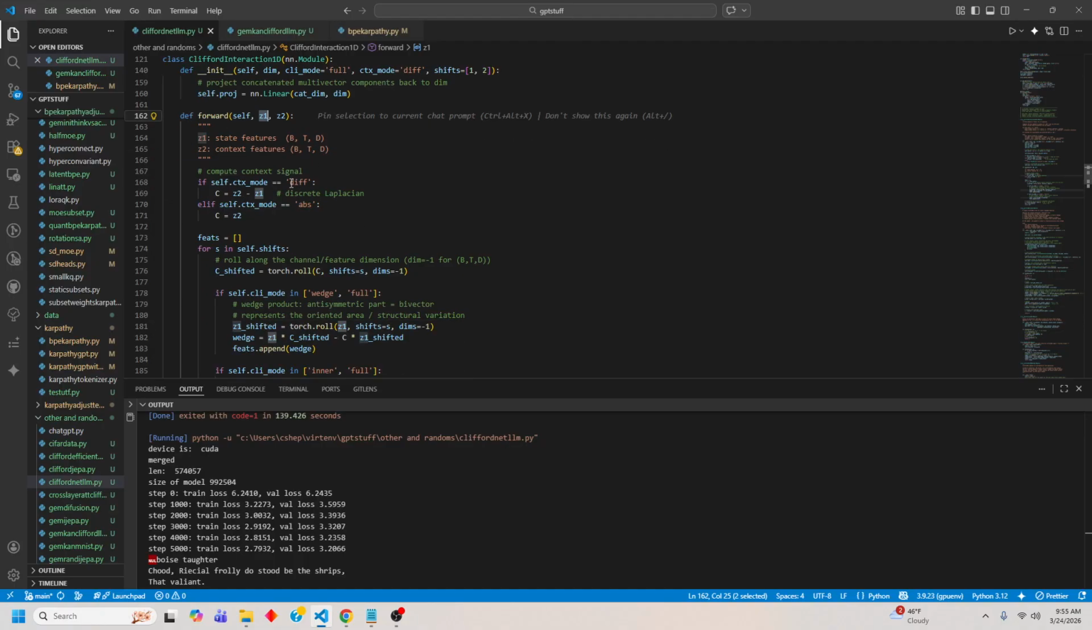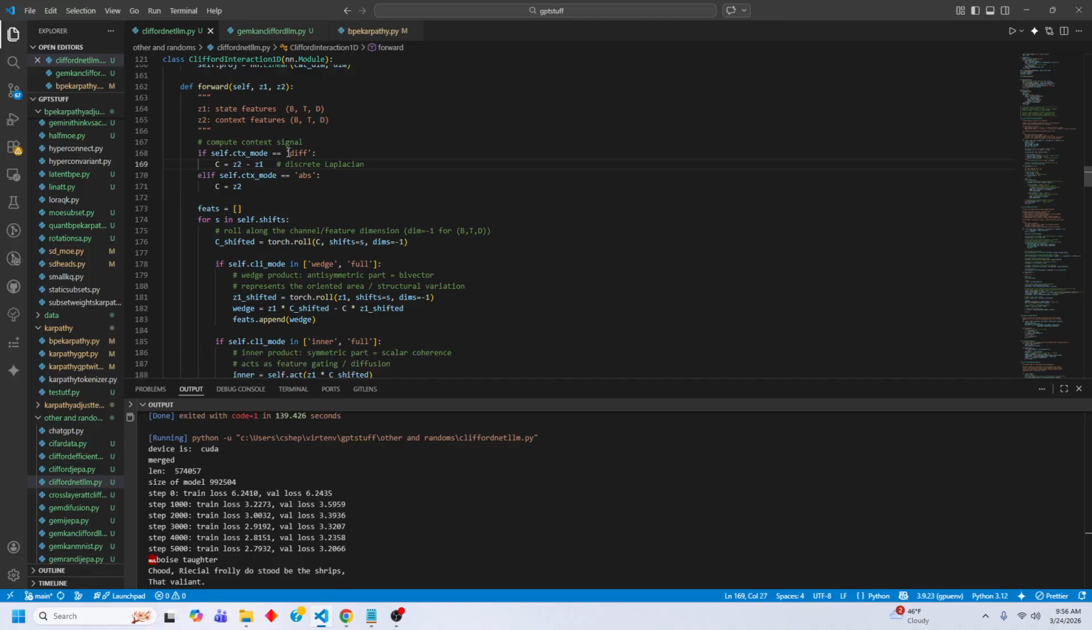There's this diff mode, which says discrete Laplacian, but it's the local context minus the global state. It basically shows the difference, kind of a gradient of the state versus the local context. That's what it uses during training. It also has an absolute mode, which would just be the context.